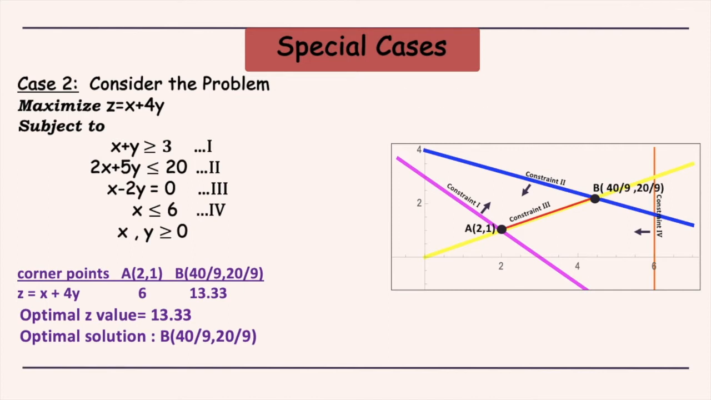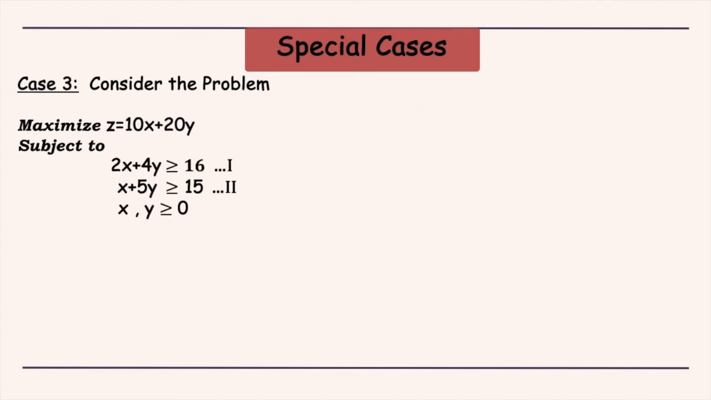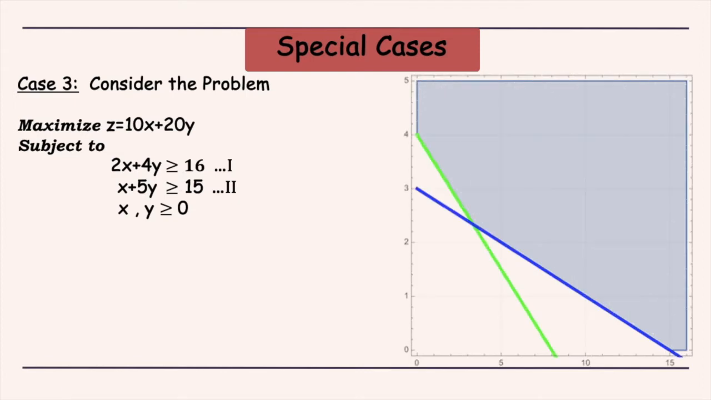So here we have a case when our feasible region is a line segment. Now let us take up the third case. Here we need to maximize Z, which is 10x plus 25, subject to these 2 constraints. So let's see the feasible region for this problem.